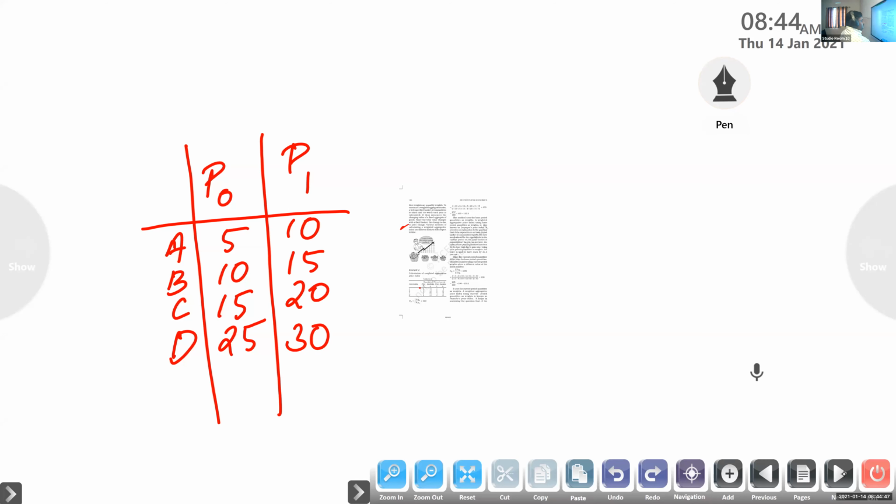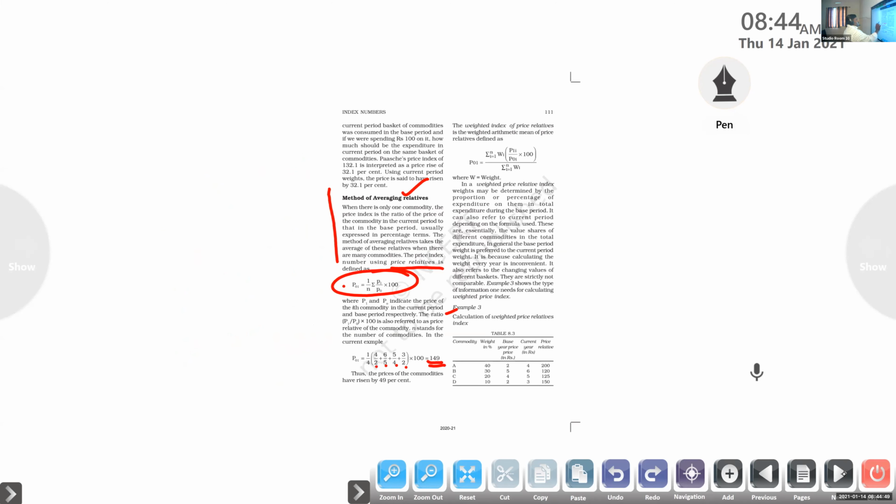Equation, you know that. This is the equation. P01 is equal to 1 by n into sigma P1 divided by P0 into 100. So if you are using this calculation, we got the number here, right? 149. So 149 minus 100. The answer is 49% growth is there. Okay, 49% of the price increased.